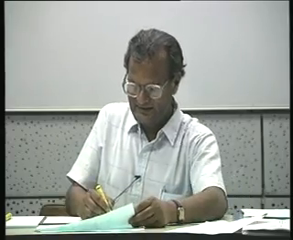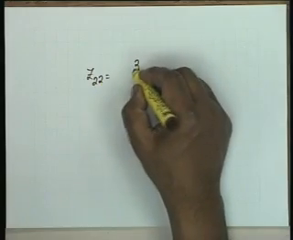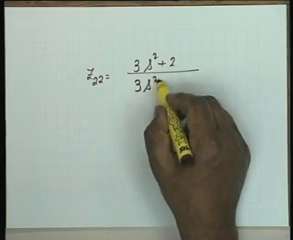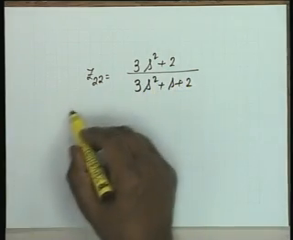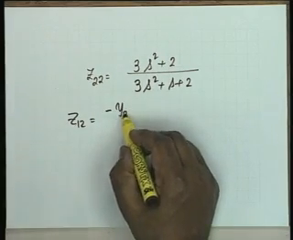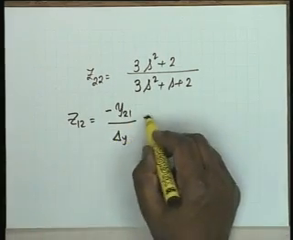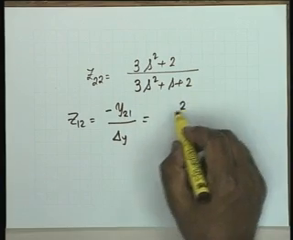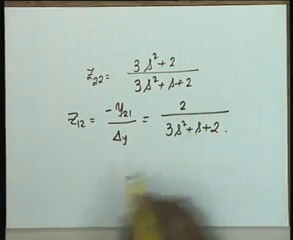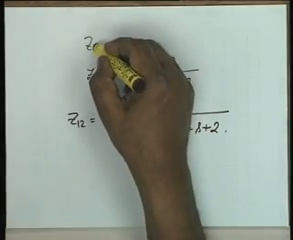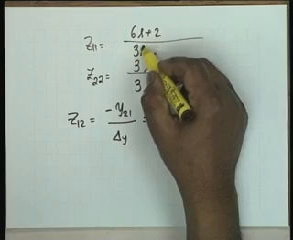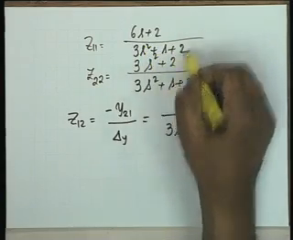Let me write. Z22 is equal to 3S squared plus 2 divided by 3S squared plus S plus 2. Z12 is minus Y21 by del Y, and this my calculation gives 2 divided by 3S squared plus S plus 2. Let me also write the expression for Z11. This is 6S plus 2 divided by 3S squared plus S plus 2.